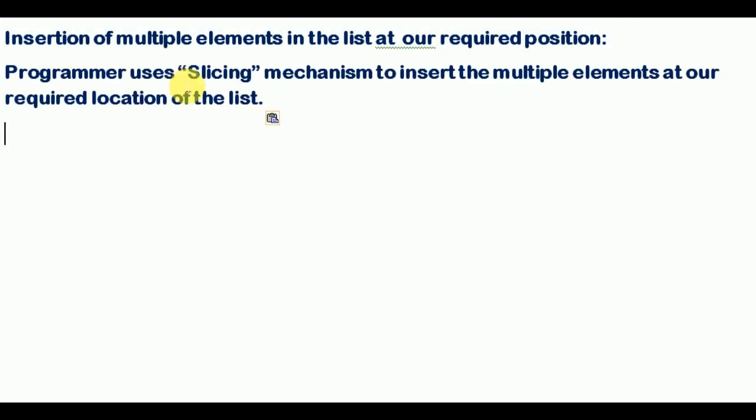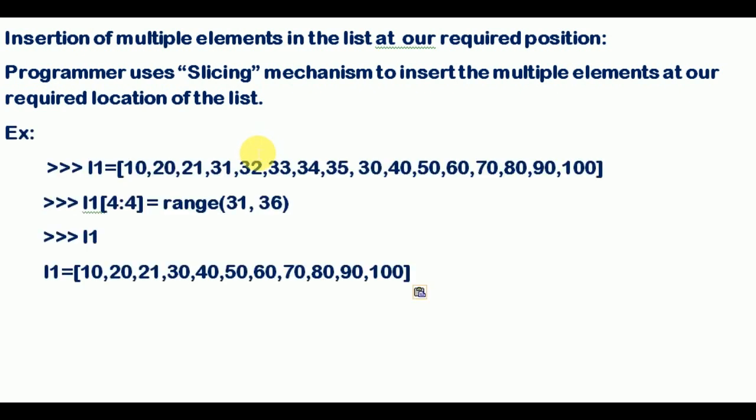So in this session we will discuss some more components of list inside the Python programming. So now today we discuss insertion of multiple elements in the list at our required position. Programmer uses slicing mechanism to insert the multiple elements at our required location of the list. So here we have one example of this.